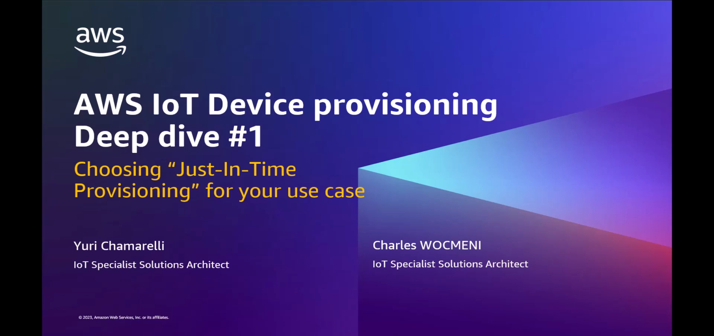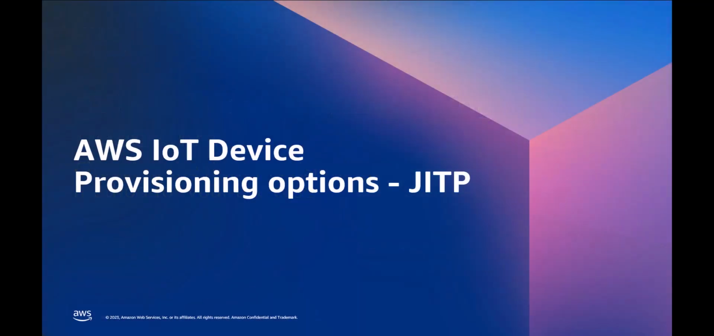I'm an IoT Specialist Solution Architect at AWS, and this video is part two of the first chapter that we started on just-in-time provisioning, JITP. In part one of this video, we explained the different concepts and the use case for just-in-time provisioning. This part two is going to be dedicated to a live demo where we are going to showcase on the console exactly how we can implement JITP and what the different options are. We can see it in live action.